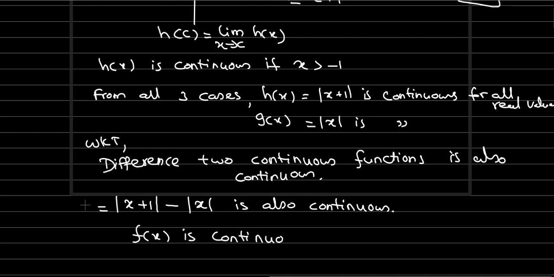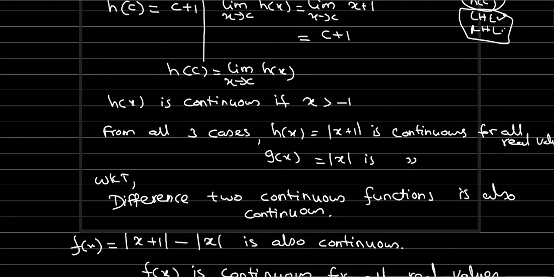What is the name in the question? It's given as f of x. It is continuous for all real values. So that means there is no point of discontinuity. Okay, so that's all the solution for this sum.